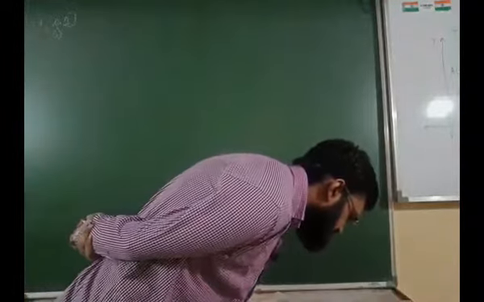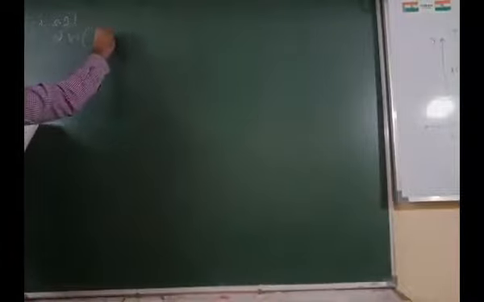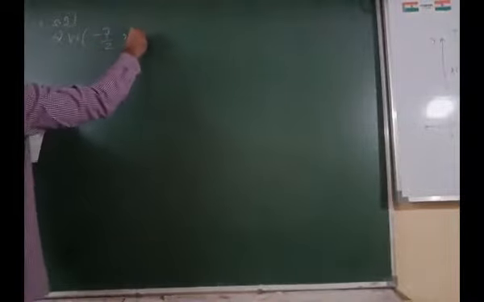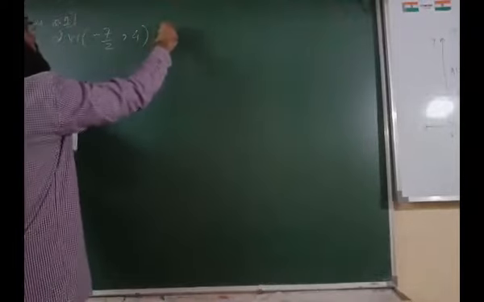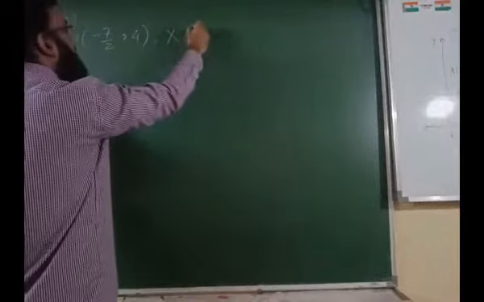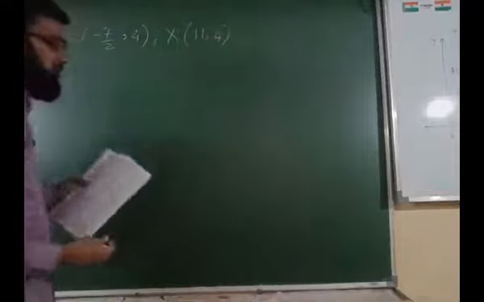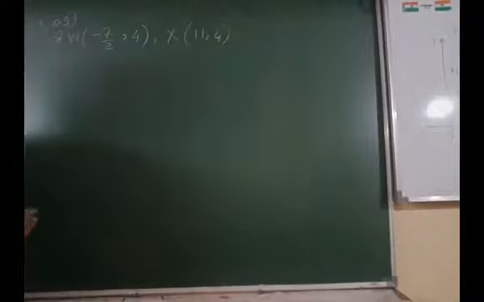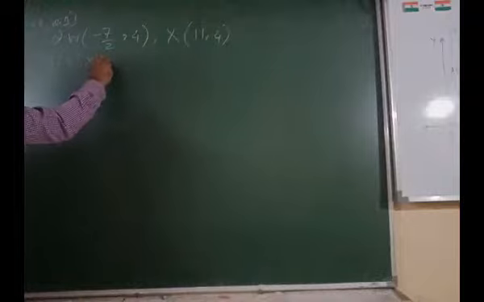Let me take another question with some calculations in it. Let me take the 6th one, say. Because it has fractions, I am taking that 6th sub question, so that you have some practice of calculations also. W is minus 7 upon 2 comma 4, and what is the other one given? X is 11 comma 4. So these 2 points are given, and we have to find the distance W comma X.